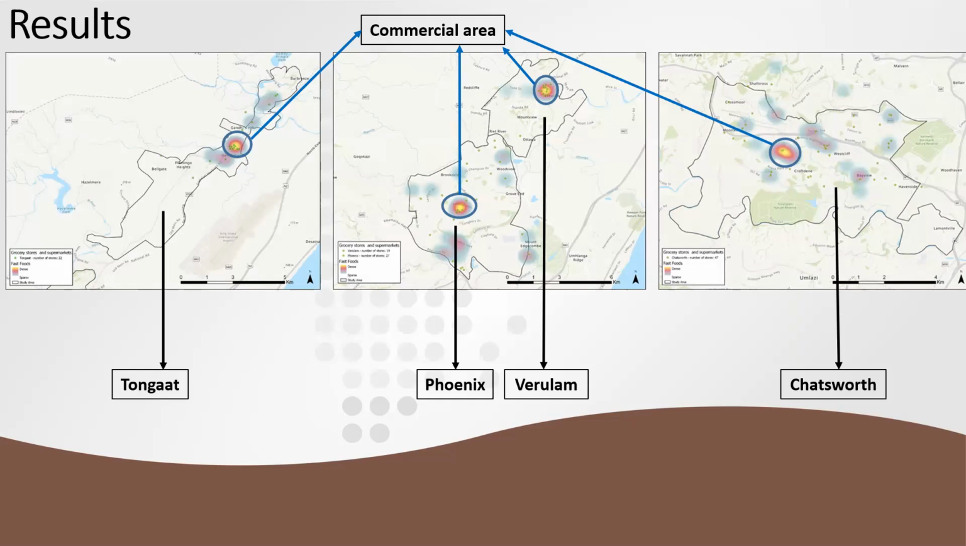In the kernel density maps of Tongaat and Verulam, both had a similar pattern in that the fast food outlets and the grocery stores were more abundant in the commercial areas of the town, whereas there were mainly grocery stores in the more residential areas. Phoenix followed the same pattern, except that it had a higher number of both grocery stores and fast food outlets due to it being a larger community. And Chatsworth followed the same pattern. However, unlike the other three, it had more grocery stores than fast food outlets, and they are also more widely spread throughout the community.